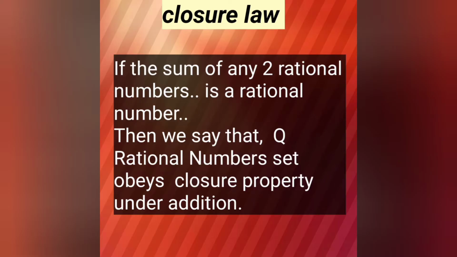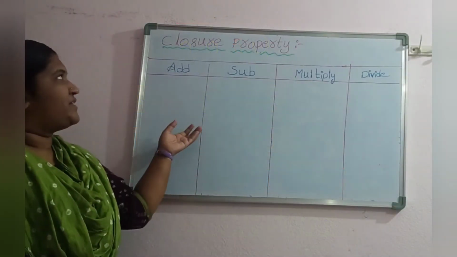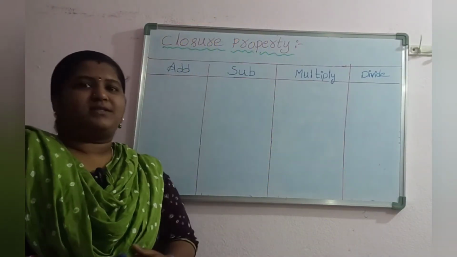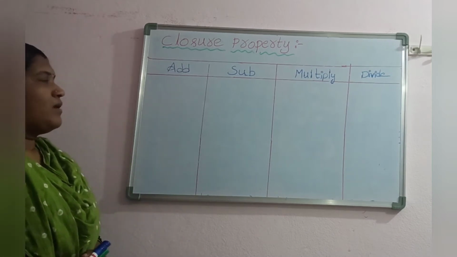If the sum of two rational numbers is also a rational number, then we say that the set of rational numbers satisfies the closure property under addition. For all a, b belonging to Q, a plus b belongs to Q. This applies to every fundamental operation like multiplication, subtraction, division also. Justifying the closure property, which is the first property of rational numbers.